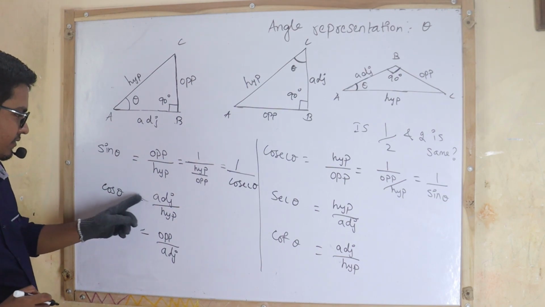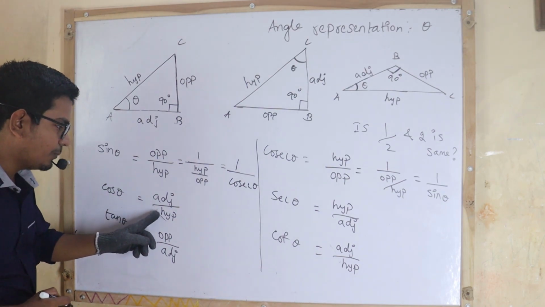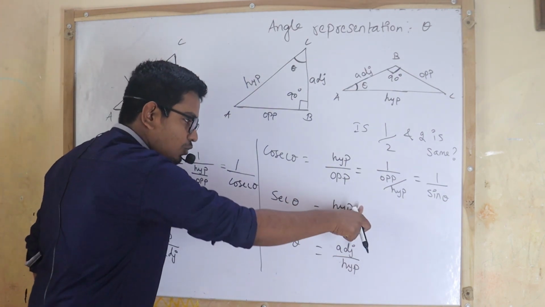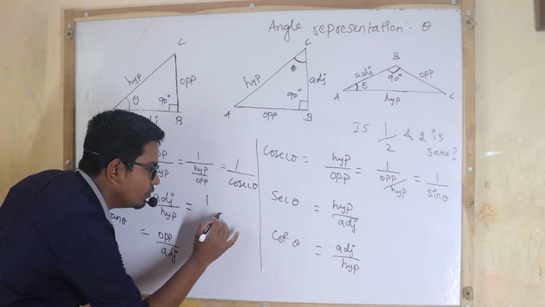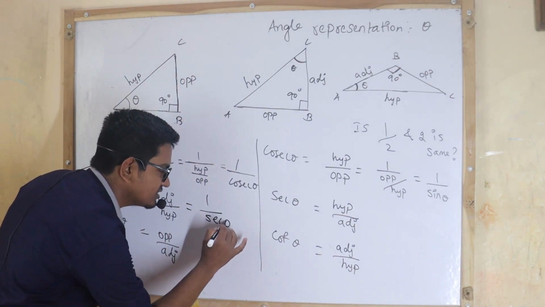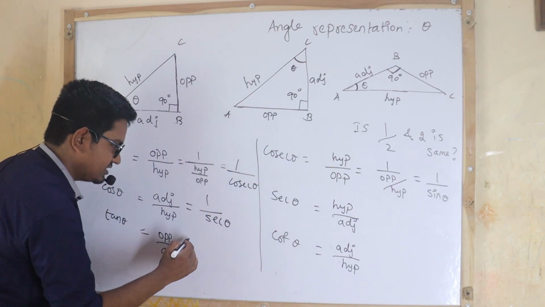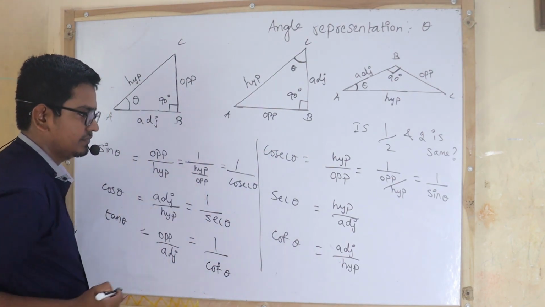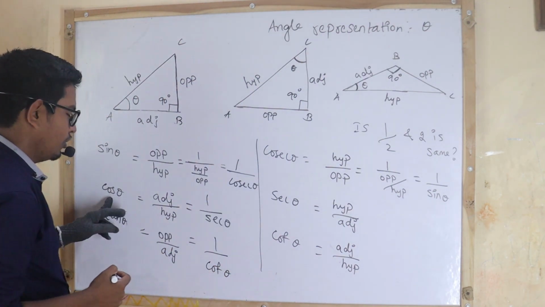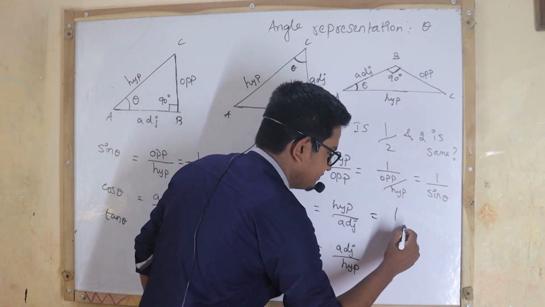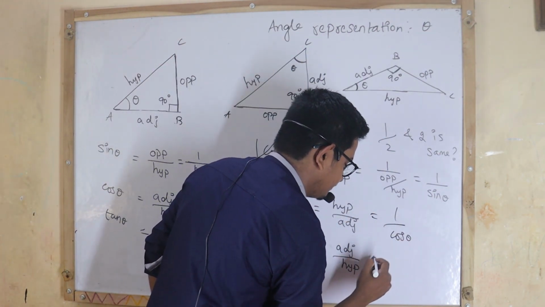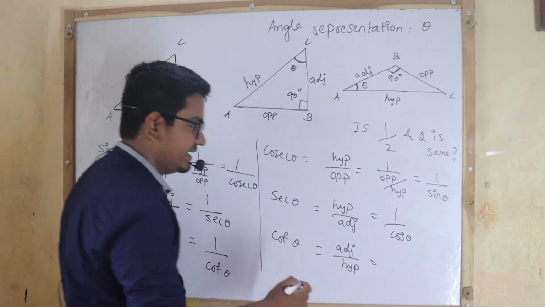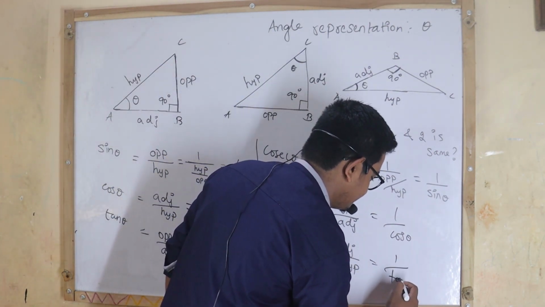Likewise, cos theta is equal to adjacent upon hypotenuse. It is the reciprocal of that. Therefore it will be equal to 1 by secant theta. You just try to do it like this. Then next, it is 1 by cot theta. This is the reciprocal of 1 by cos theta. It is the reciprocal of tan theta. That means 1 by tan theta.